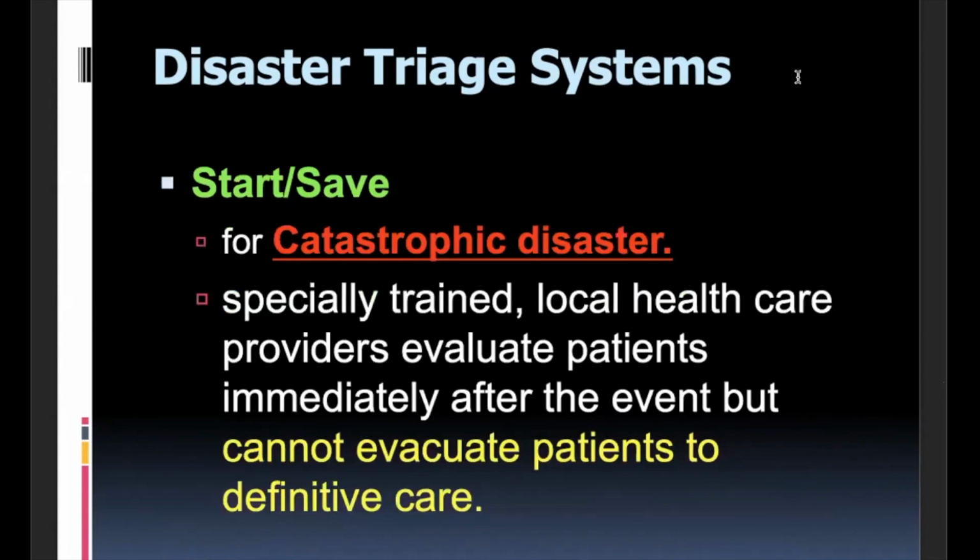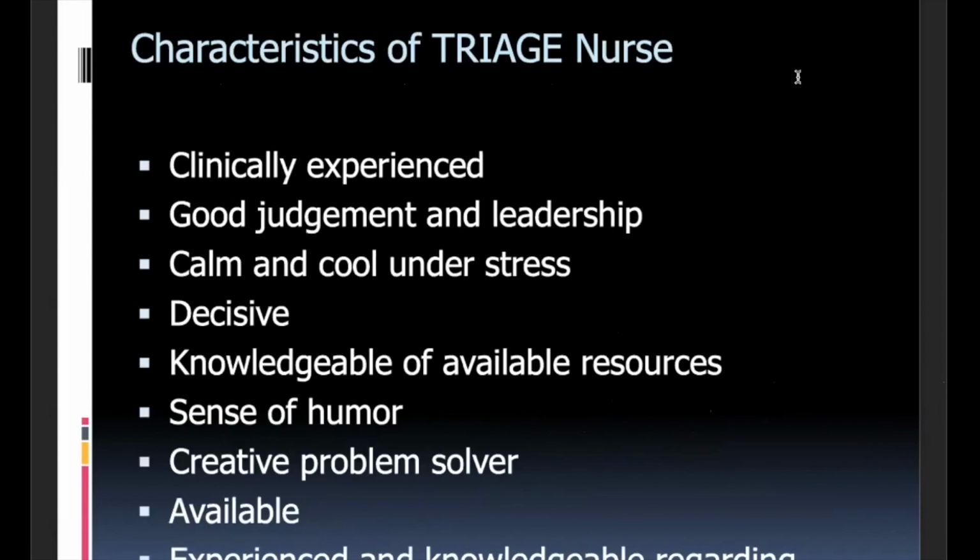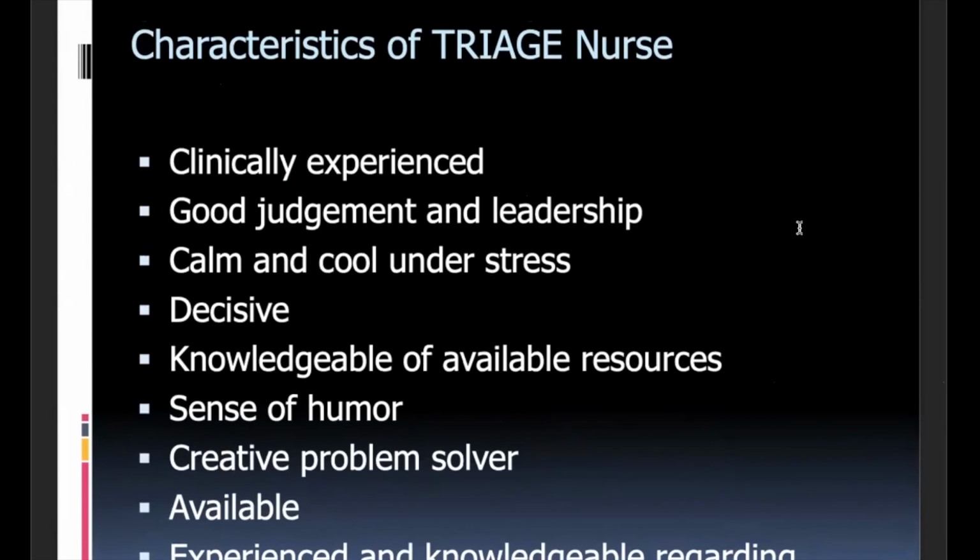START or SAVE is for catastrophic disaster. Especially trained local healthcare providers evaluate patients immediately after the event, but cannot evacuate patients to definitive care. So with regards to becoming a triage nurse, you need to possess these characteristics. You need to have clinical experience. You know, as newbies, we need to expose ourselves to this kind of situations in order for us to gain that experience, that wisdom, that whenever we will be exposed again, we'll already know what to do.